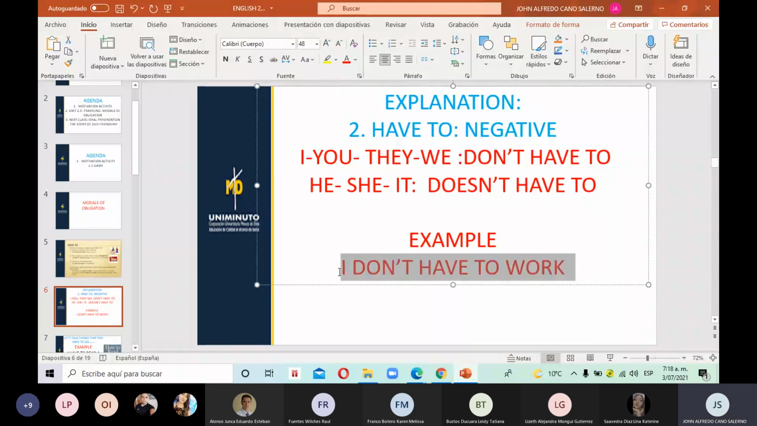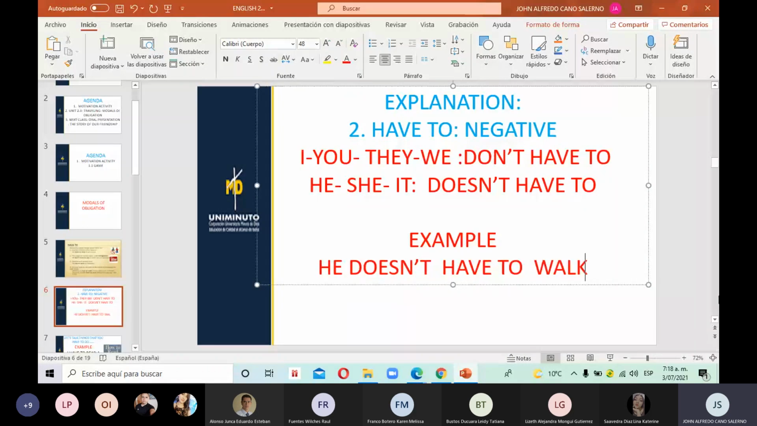Or maybe he doesn't have to walk. He doesn't have to walk. That in Spanish means él no tiene que caminar. Okay? Don't forget, negative.